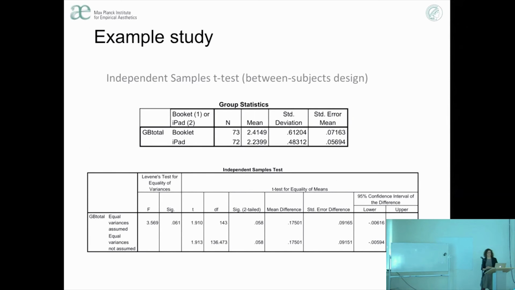So first what you will get is a table noting your descriptive statistics. Can anybody tell me how many participants there are in the two different groups?